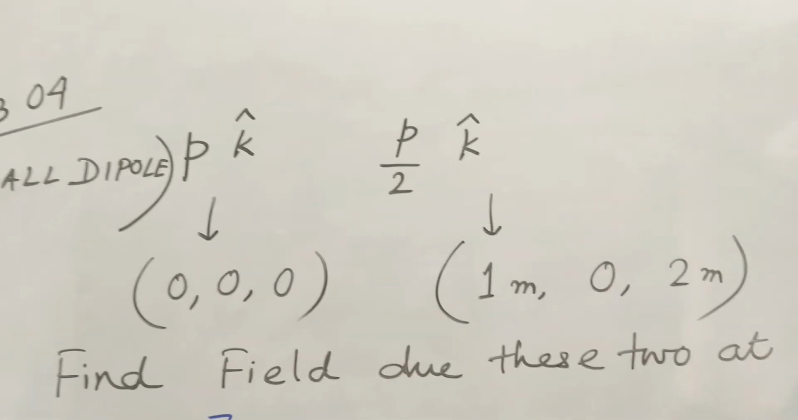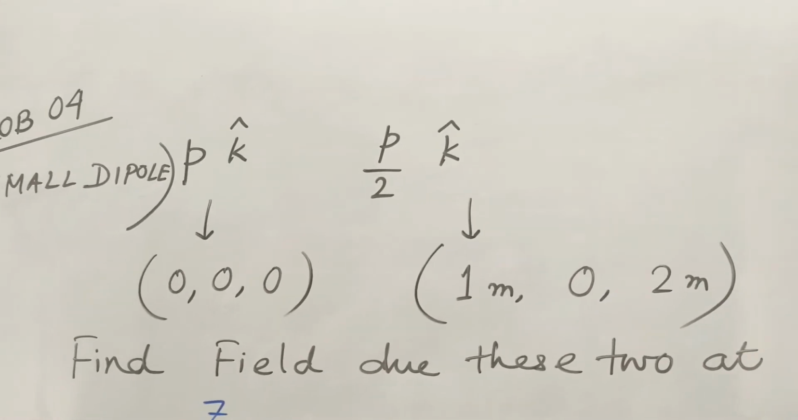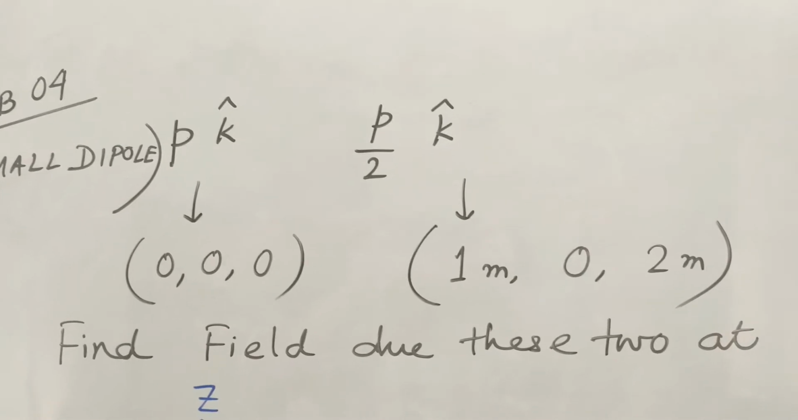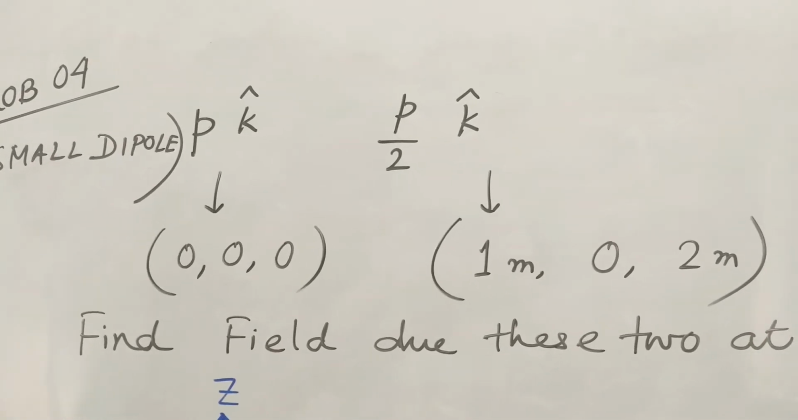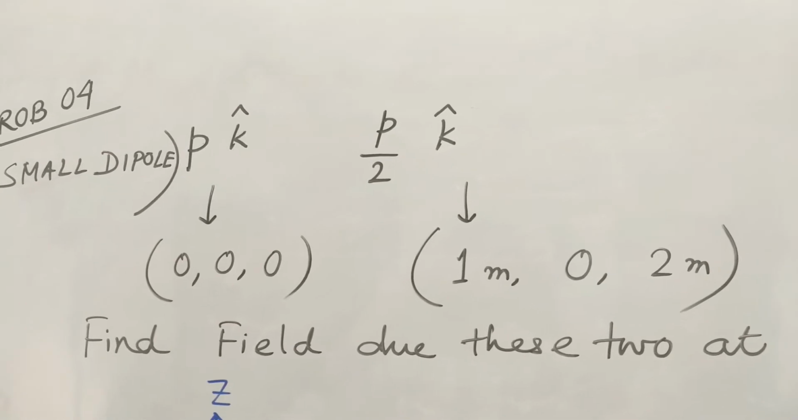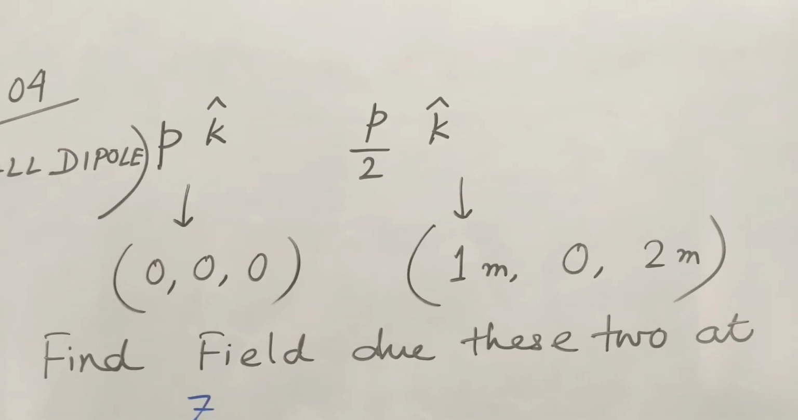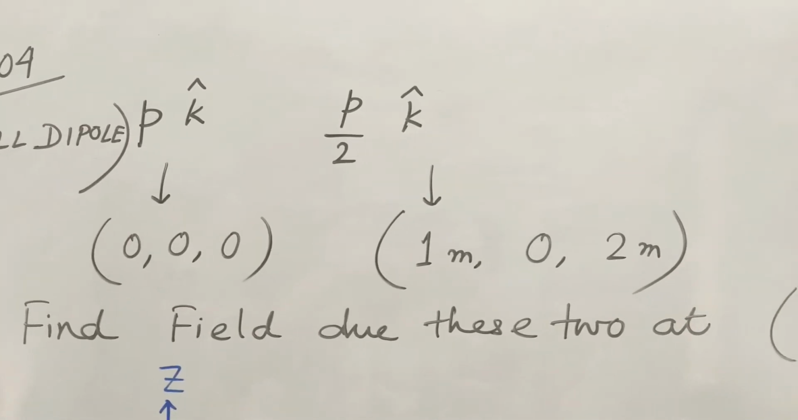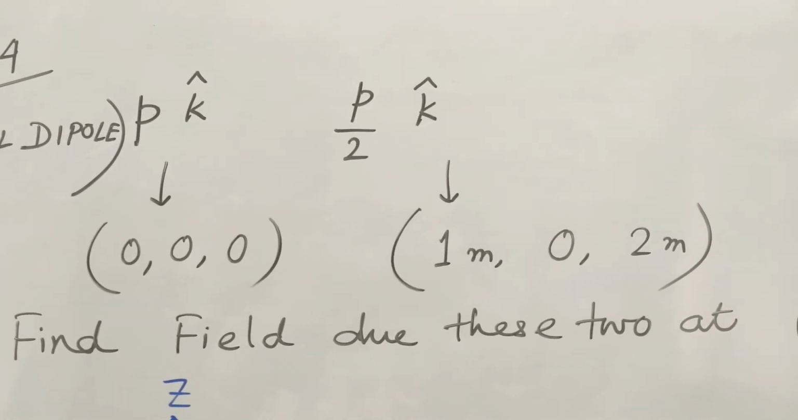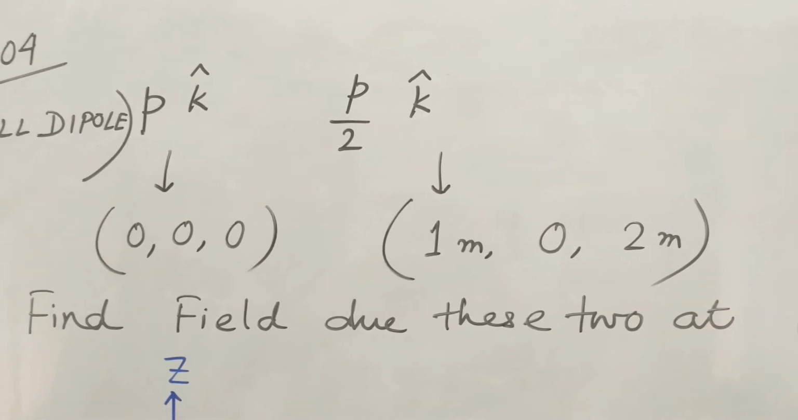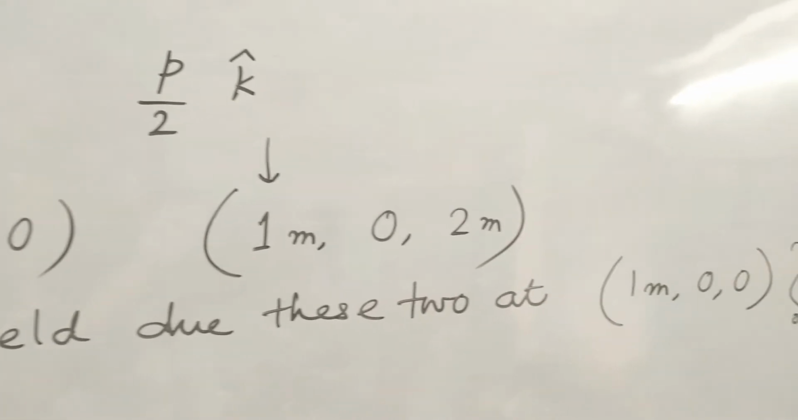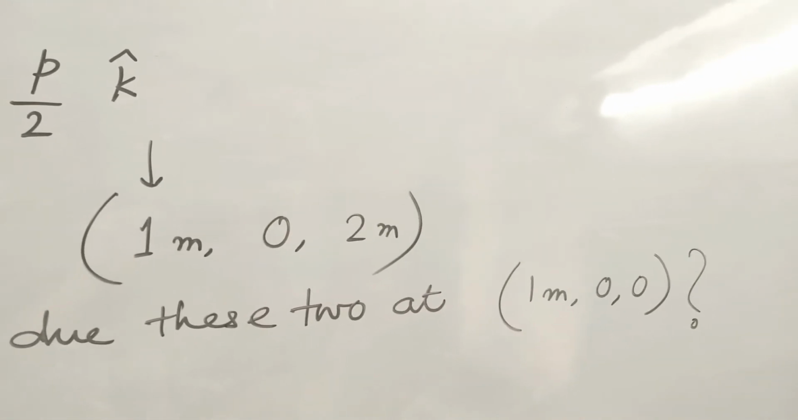Now we have two small dipoles here, located in this fashion: P at 0, 0, 0, directed along the positive z axis, and P by 2 at 1 meter, 0, 2 meter, that is on the xz plane, and we have to find the field due to these at 1, 0, 0.